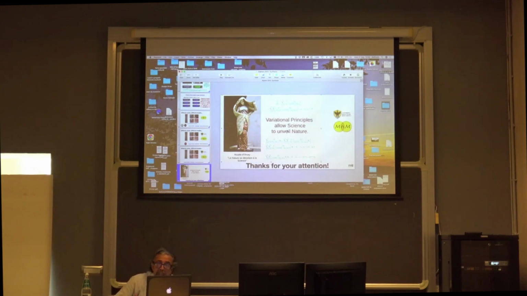Au musée d'Orsay, la nature se dévoilant à la science. This is very beautiful. How can we persuade nature à se dévoiler à nous? Use variational principles. Okay, thanks a lot.